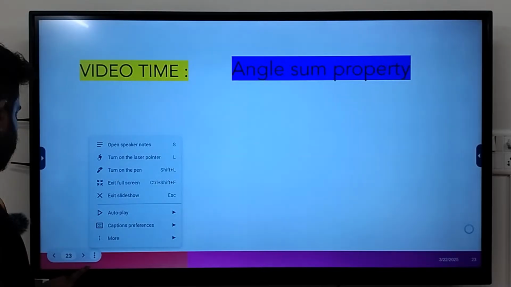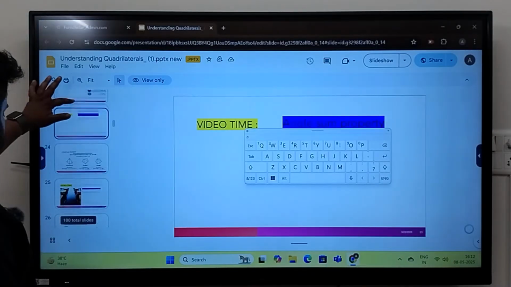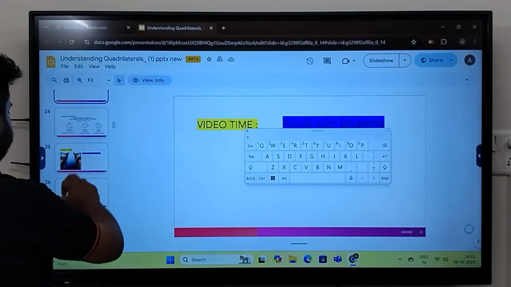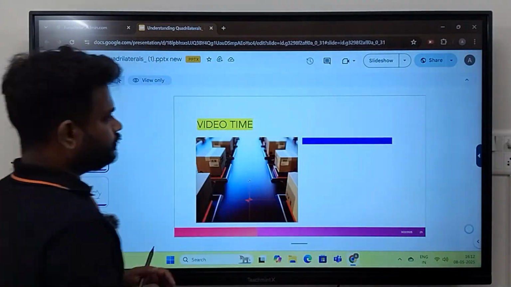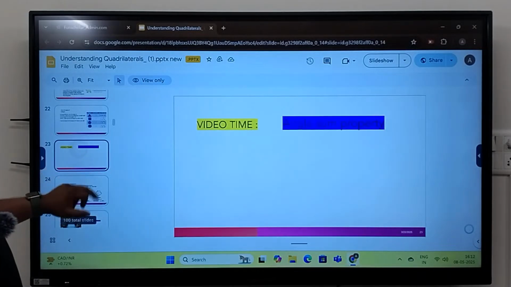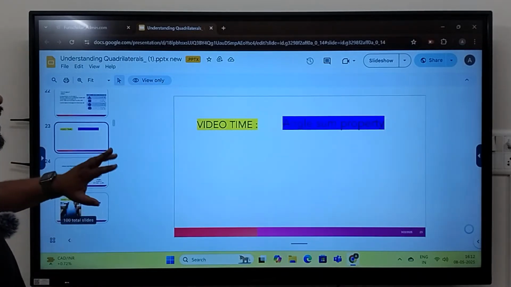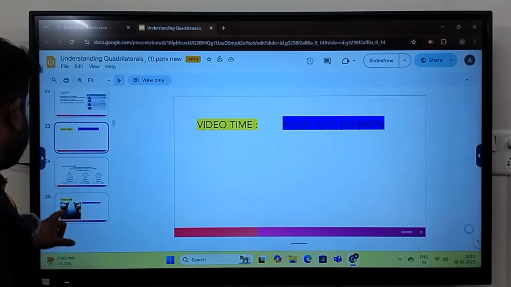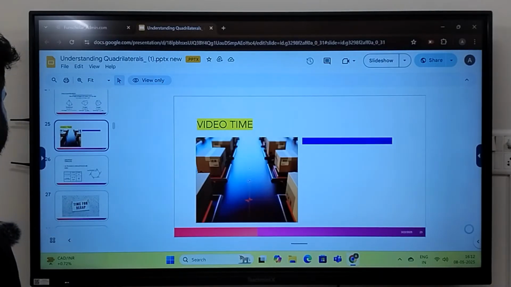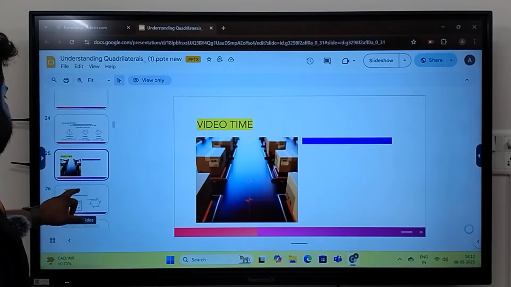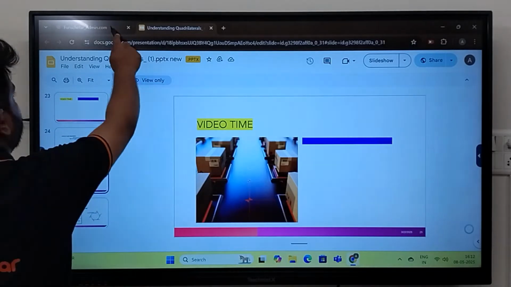Now let's see a video. Maybe this video is not needed now, but you can watch the sum of exterior angles of a triangle. Let's watch this one.